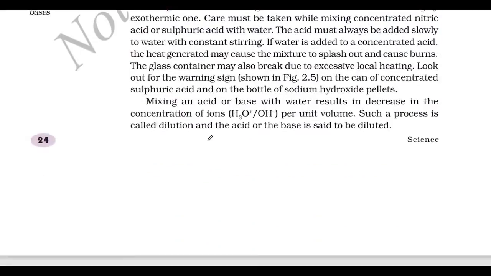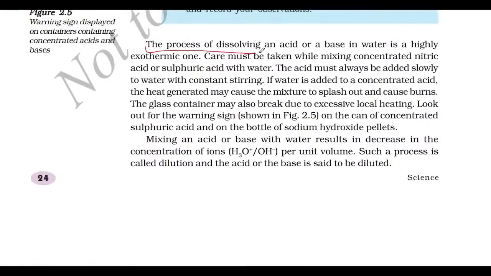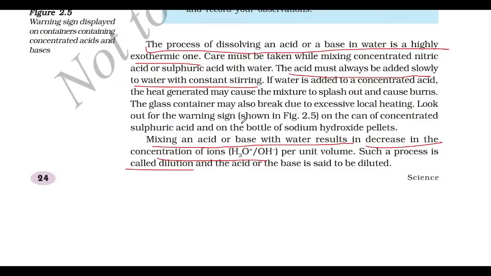And also very important, the process of dissolving an acid or base in water is highly exothermic. Care must be taken that acid must always be added slowly to water with constant stirring. First you should pour the water, then slowly add the acid to the water. If the reverse is done, definitely what happens? It is a highly exothermic reaction, and it will splash out. Mixing an acid or base with water results in a decrease of concentration of H plus or hydronium ions. Such a process is called dilution.